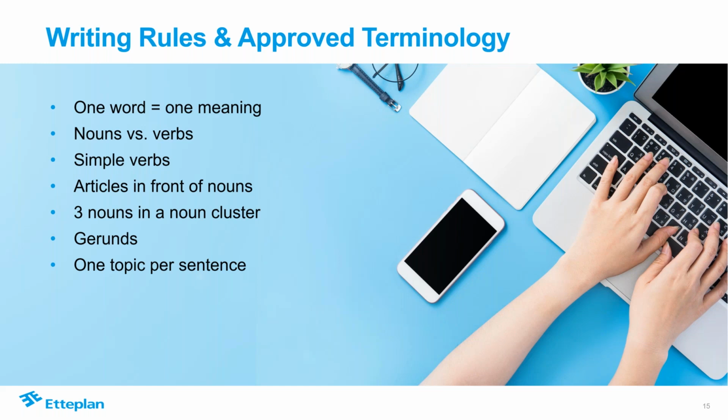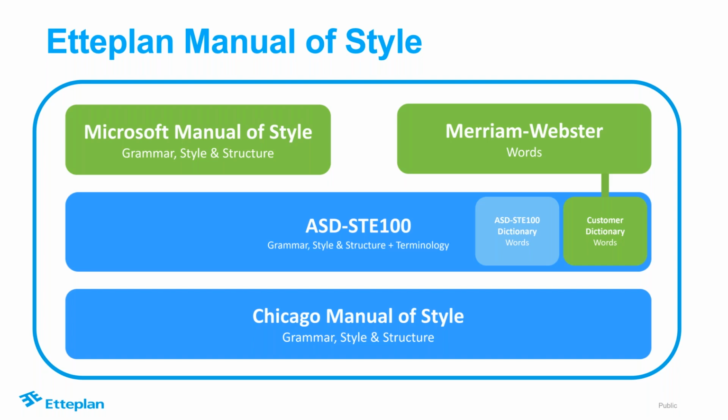Anyway, just a couple of examples here. What we do ourselves at Etteplan is we use STE as a basis. We add customer-specific words on top of that as a dictionary, but we also look at the Microsoft Manual of Style when we write for software organizations. Sometimes it happens that our customers request us to write a certain way, and then we look at the Chicago Manual of Style as well. So it's all about standards for us at Etteplan.